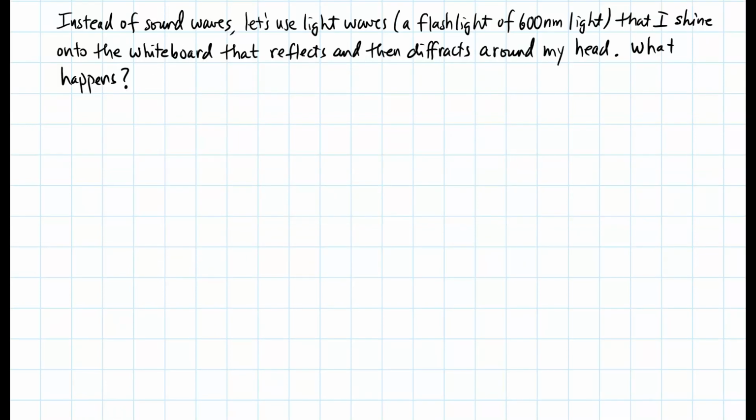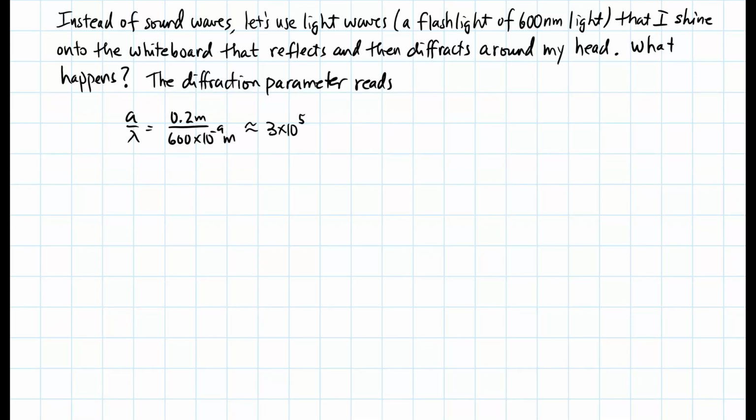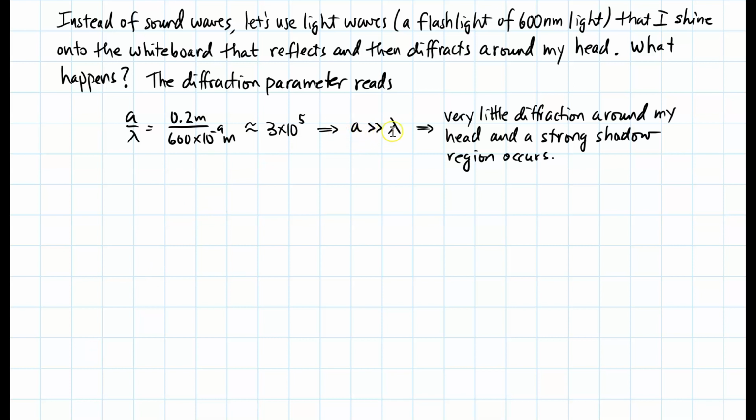Instead of sound waves, let's use light waves. Say a flashlight of 600 nanometer light that I shine onto the whiteboard that reflects and then diffracts around my head. What happens? If we compute the diffraction parameter, it reads that A over lambda is about 3 times 10 to the 5. So that's about 300,000 times. In other words, A is much bigger than lambda, but if A is much bigger than lambda, very little diffraction around my head occurs and a strong shadow region pops up.